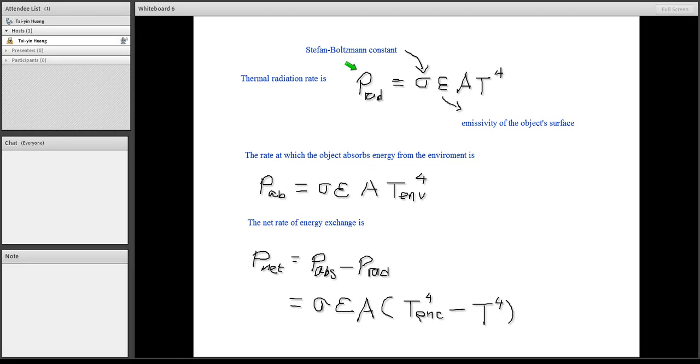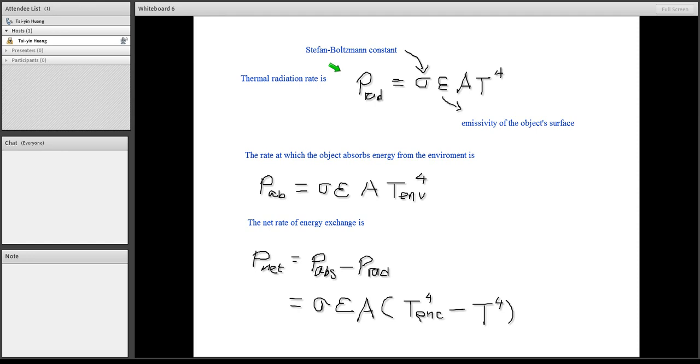Take for example a human body. You have the Stefan-Boltzmann constant, whose value you can check in the book, and then you have the emissivity of the object surface. Different objects will have a different emissivity. For a human body, you can take it to be 1, or it can be 0.1, depending on the object. Then the surface area of the object, your surface area, times the body temperature to the fourth. This is the amount of energy radiated by you per second. The amount of energy that you as a human body absorb from the environment is equal to the Stefan-Boltzmann constant times the emissivity of the surface times the surface area of your body, times the temperature of the environment to the fourth.